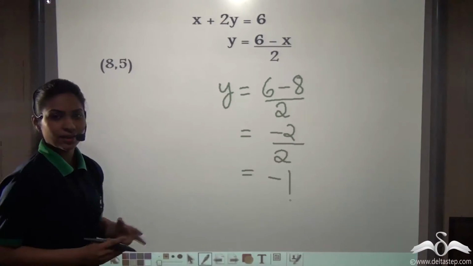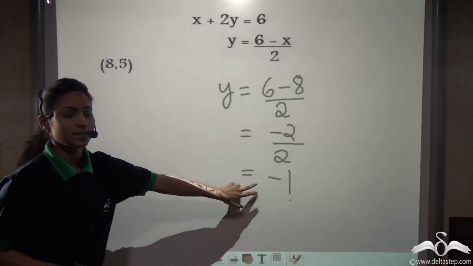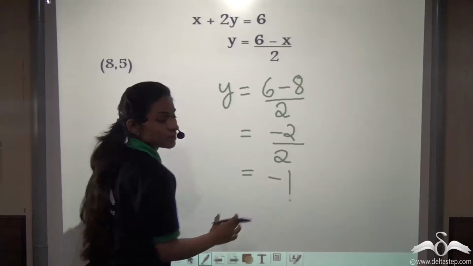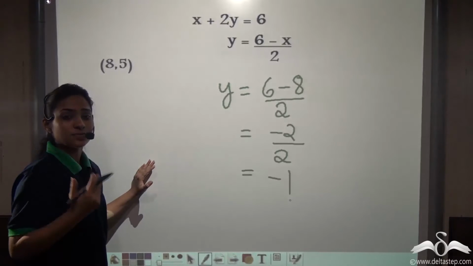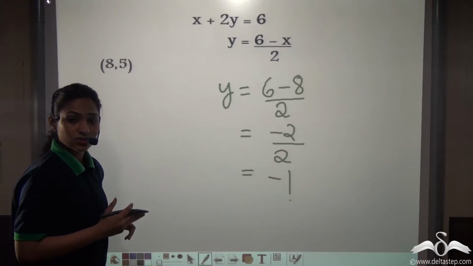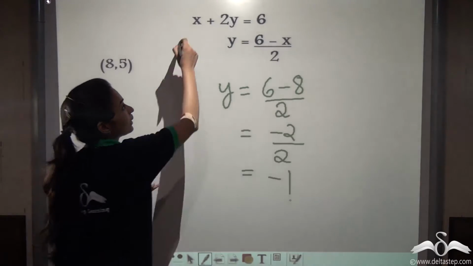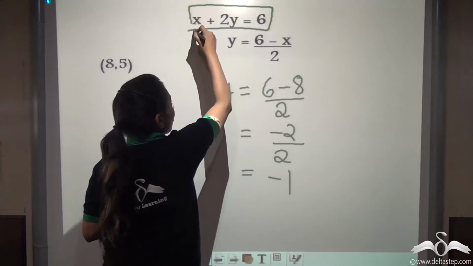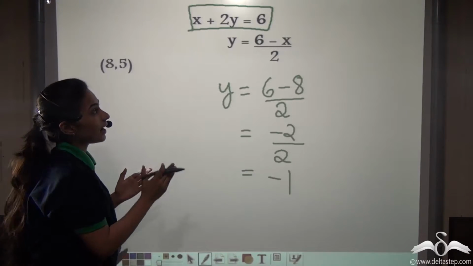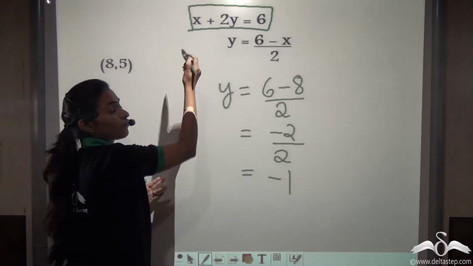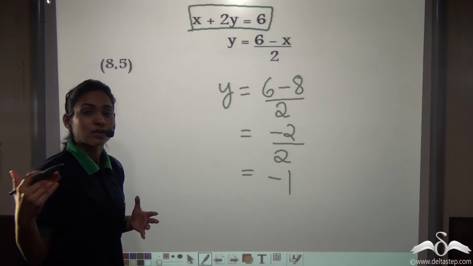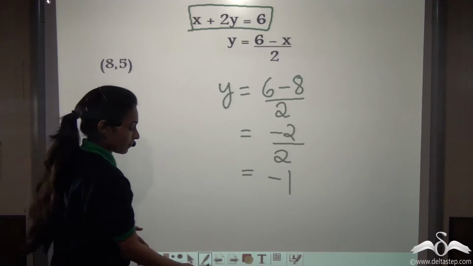Well, we aren't getting y as 5. We are getting it as -1. That means if x is 8 and y is -1, only then it will lie on that same straight line. But here (8, 5) does not lie on that straight line. That means it will not satisfy the solution of this equation. So what can you conclude? You can conclude that whatever solutions there are for an equation, when plotted on graph paper, they will always lie on the same straight line.